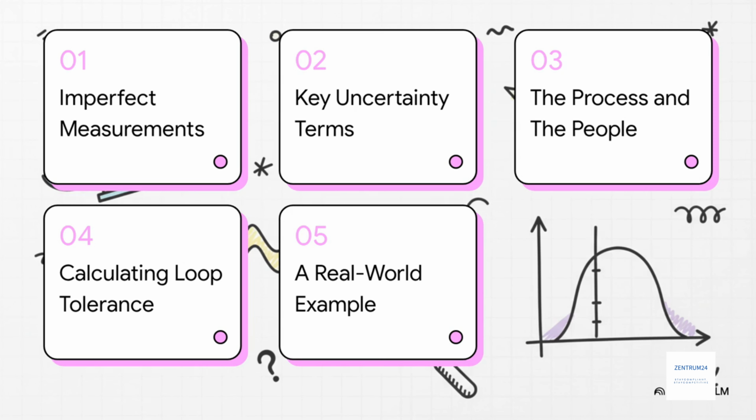So here's our game plan for this explainer. First, we'll talk about why no measurement is ever perfect. Then we'll get on the same page with some key terms. After that, we'll look at who does what. Then we'll walk through the actual calculation, and finally, we'll tie it all together with a really practical, real-world example. All right, let's dive in.